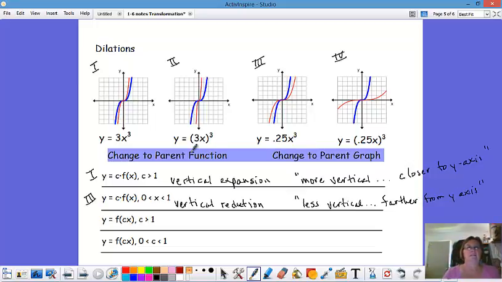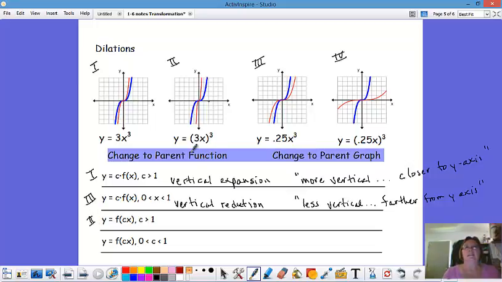All right. The remaining 2 rules, you'll see that the multiplier is now inside the parenthesis. That is, the input to the function is being multiplied. Not the entire function, the input to the function. And we've got the case where the multiplier is bigger than 1, and again, the case where the multiplier is between 0 and 1. As you look at this one, where the multiplier is bigger than 1, it has to be this guy. So graph 2 goes with this rule.